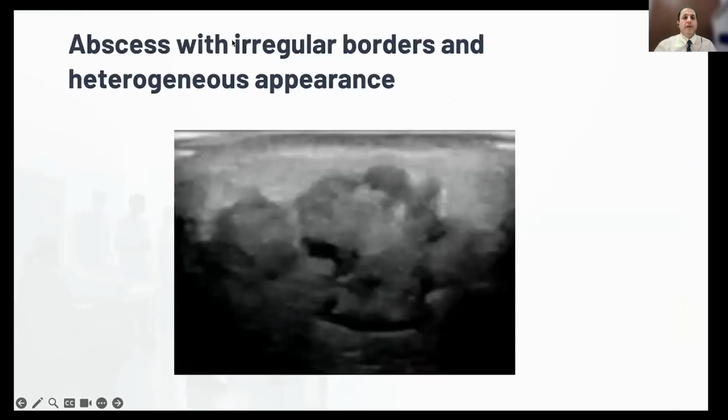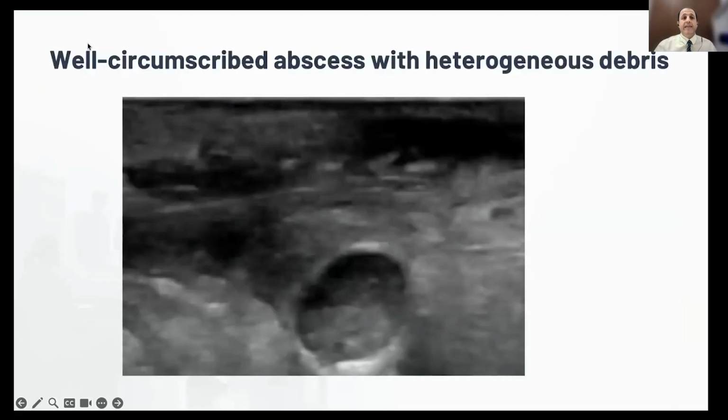So let's review some images related to the abscess. As you see here, there is the hyperdense dermis, the subcutaneous layer, and here we can see irregular border and heterogeneous appearances of an abscess. And here it is another abscess, a circumscribed abscess with heterogeneous debris here.